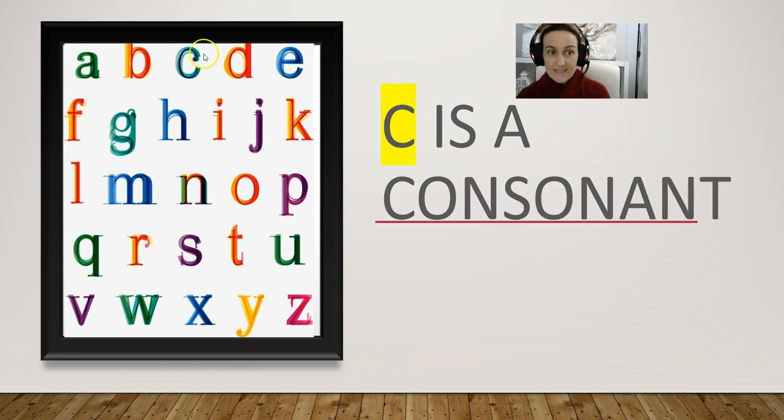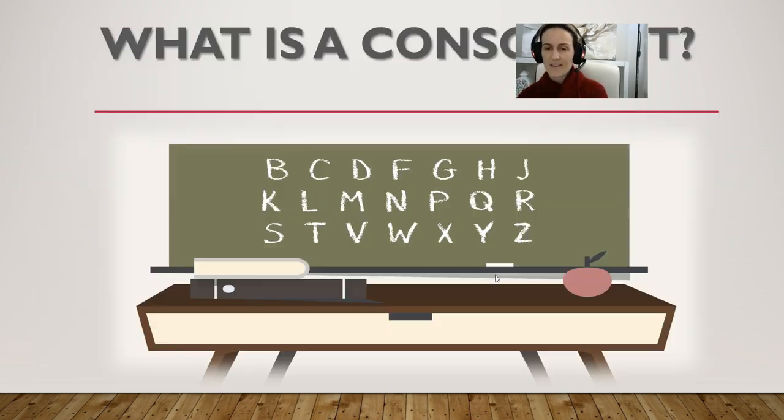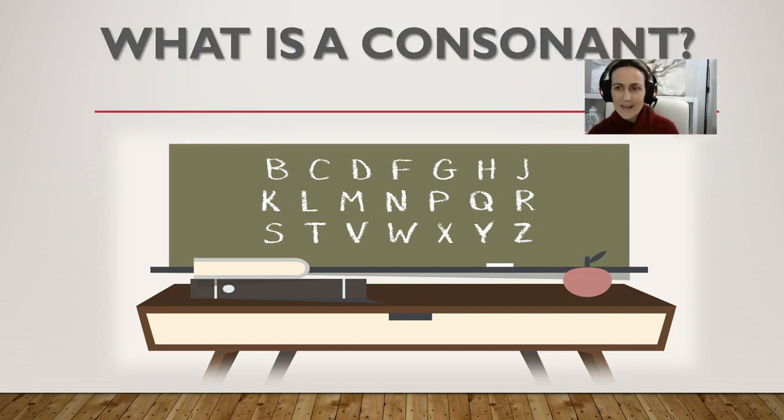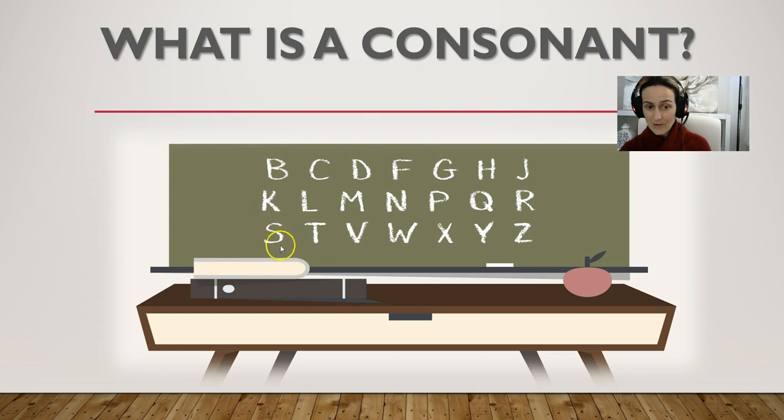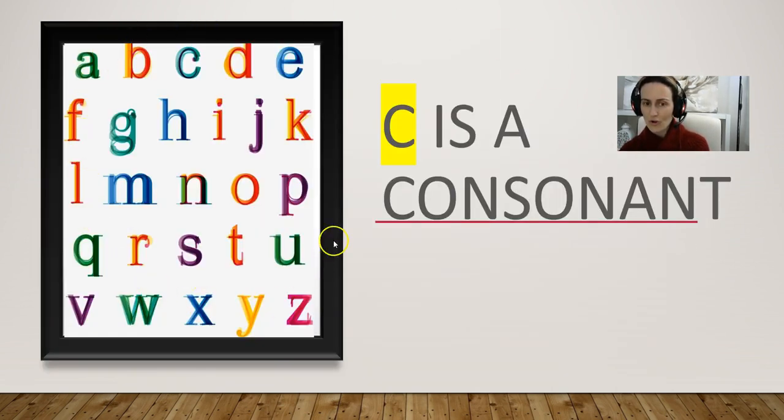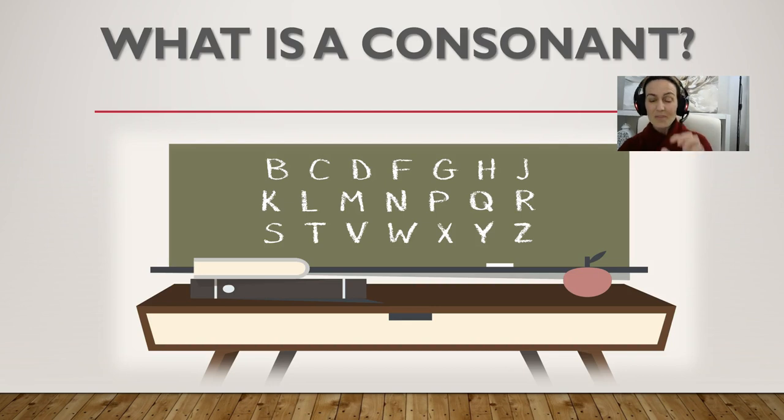So, A, B, C. C is a consonant. Now you say, but Sam, what is a consonant? Honestly, here is a list of all the consonants in the English alphabet: B, C, D, F, G, H, J, K, L, M, N, P, Q, R, S, T, V, W, X, Y, Z. All these letters are consonants. I'm going to go back to the picture of the English alphabet. We have 26 letters, and as you can see, the group of consonants is a pretty big group.